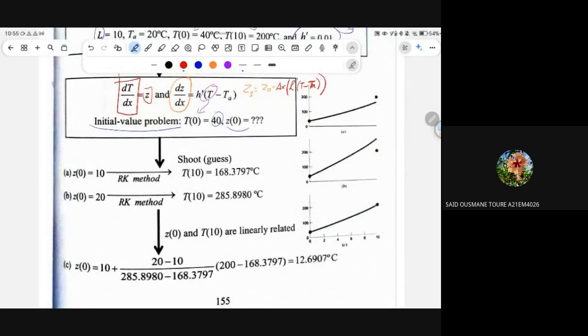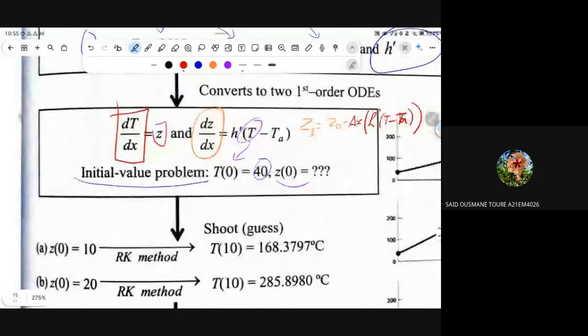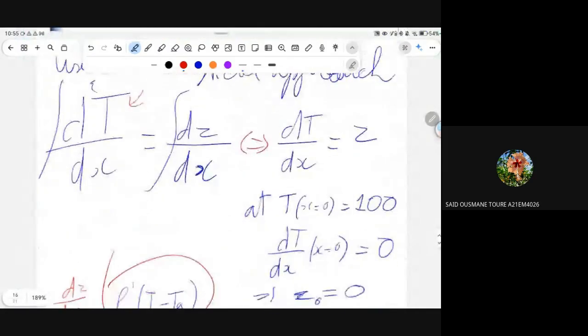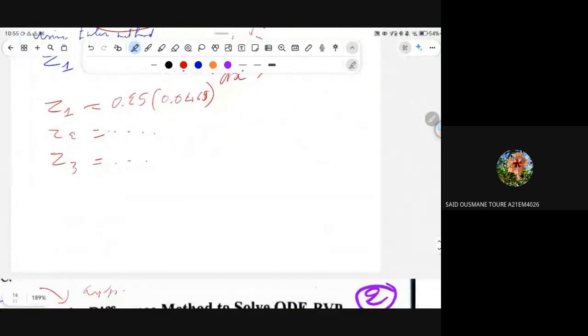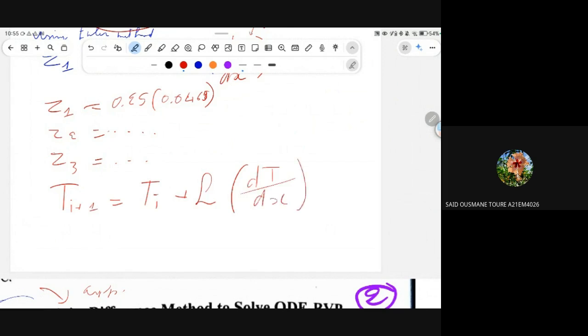How do you come about the value of T? Likewise, you have dt, initial boundary condition. Use T(i+1) equals Ti plus h times dT over dx, which is Z, which is a constant. Understand?